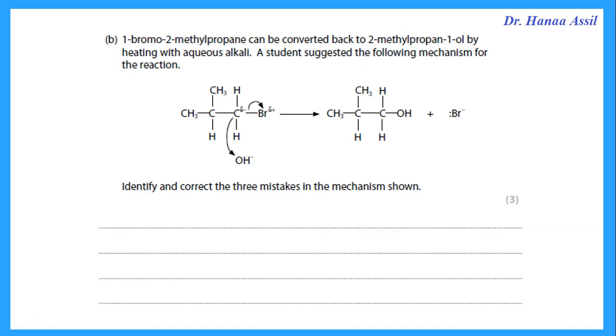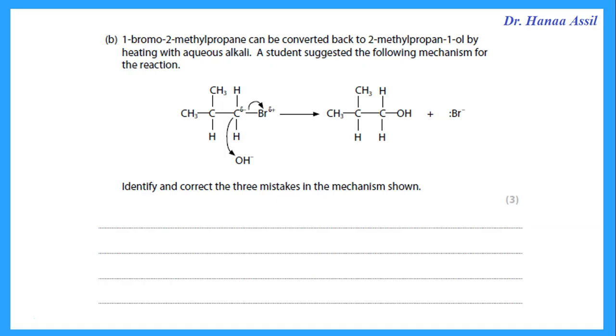1-bromo-2-methyl-propane can be converted back to 2-methyl-propane-1-ol. So I have the halogenoalkane. I can react it with aqueous alkali. Identify and correct 3 mistakes in this mechanism drawn by a student. What is wrong with this?